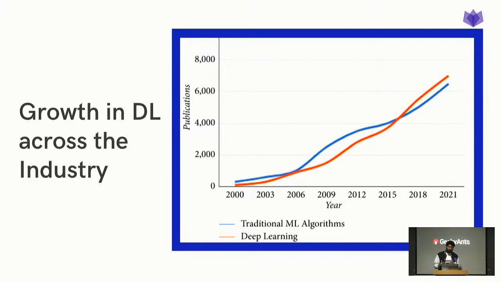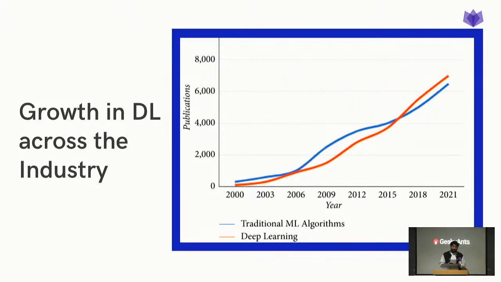How do you gauge growth in machine learning and deep learning? It's basically based on research papers and publications. Based on Google Scholar and a bunch of other research paper platforms, there's an increase in publications in terms of deep learning and ML algorithms.